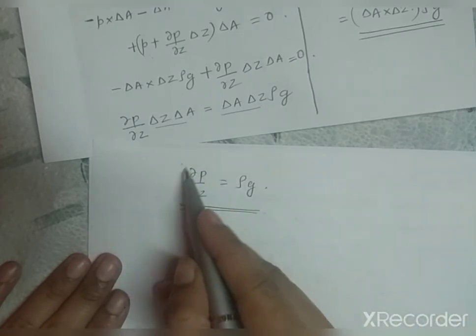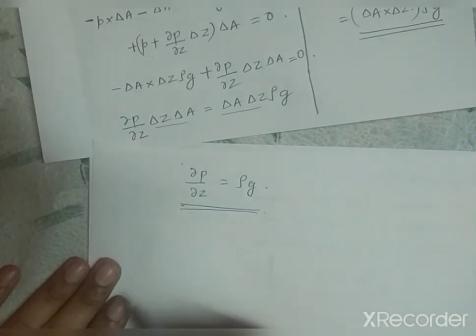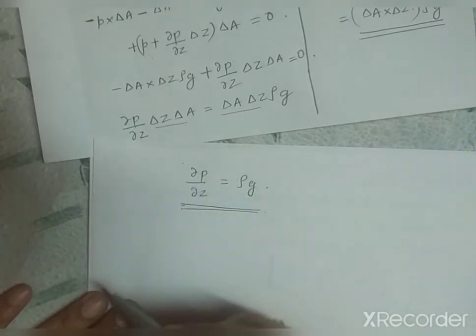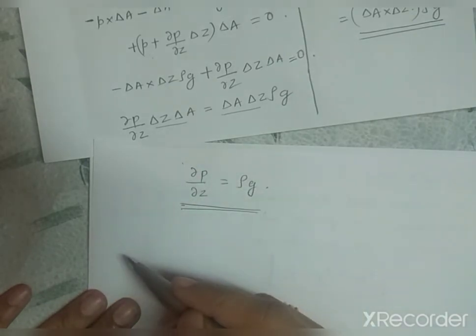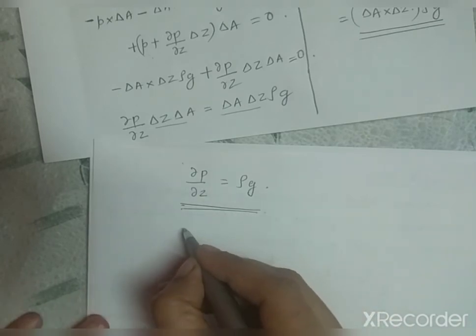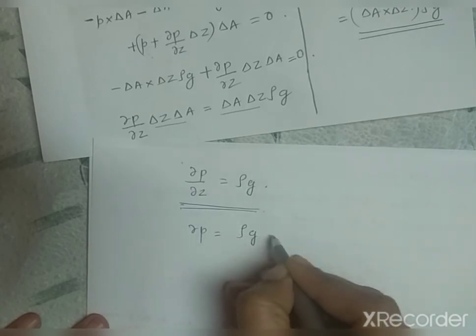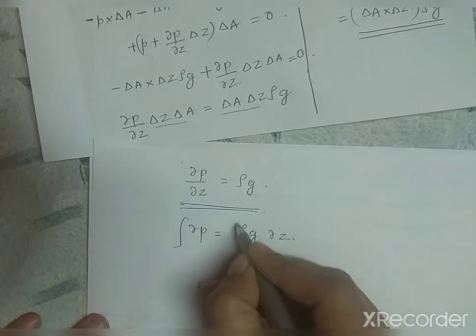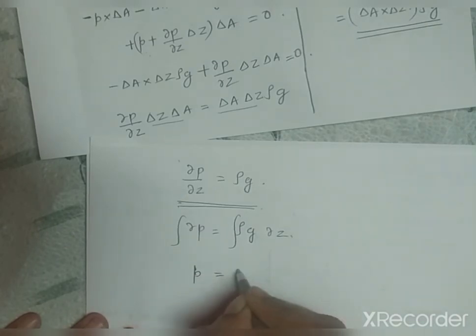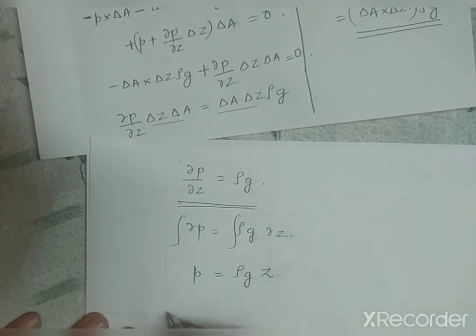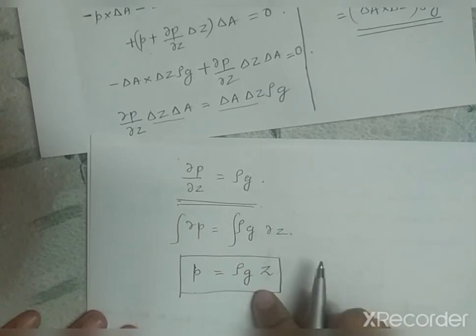This equation is only for a very small liquid element. For a larger liquid element, I have to integrate both sides. So I take dou P is equal to rho g into dou Z. Integrating both sides, I get pressure intensity equal to rho g into capital Z. So we have finally proved the statement.